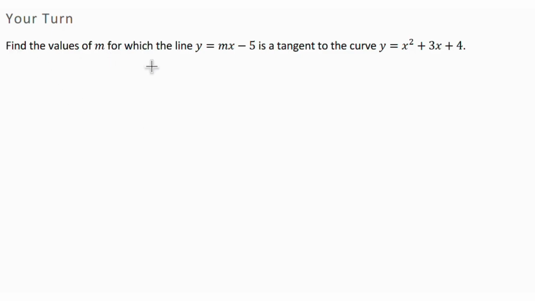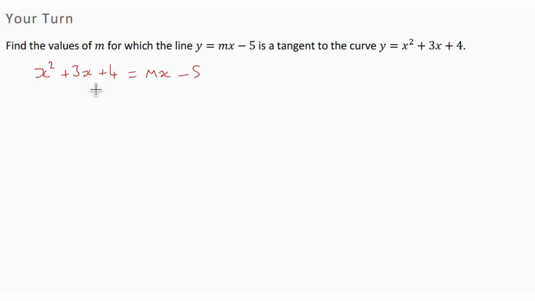Find the values of m for which the line y equals mx minus 5 is a tangent to the curve y equals x squared plus 3x plus 4. So first of all, they intersect, so let's put them equal to each other. x squared plus 3x plus 4 is equal to mx minus 5.